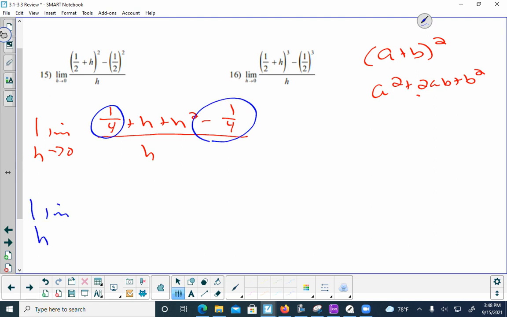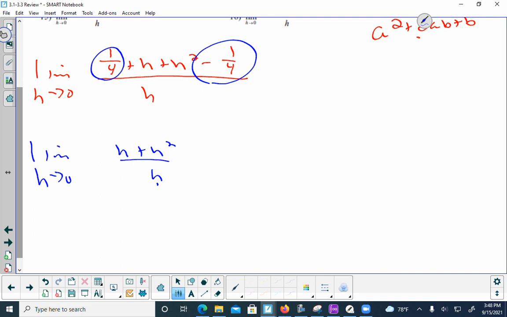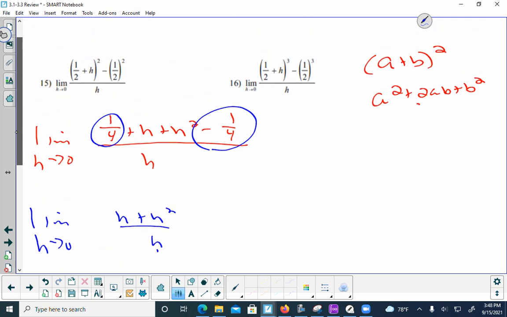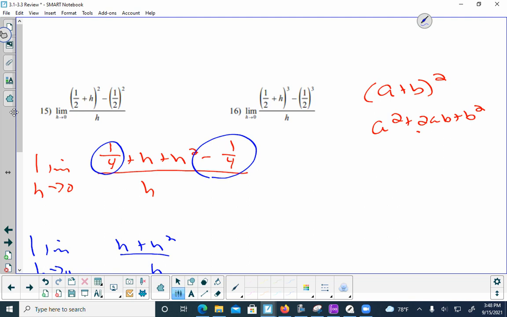So still taking the limit as h approaches 0, I'm going to have h plus h squared over h. I cannot simplify this h until I factor it out of the numerator. So I'm going to factor it out and make it 1 plus h all over h. Now that I've made it a factor, I can simplify it, and I'm left with 1 plus h. And I'm taking the limit as h approaches 0. Now I'm going to put 0 in for this h, and my final answer is just going to be 1. Okay, doing the next one, same idea, except for now I'm raising to the third power.